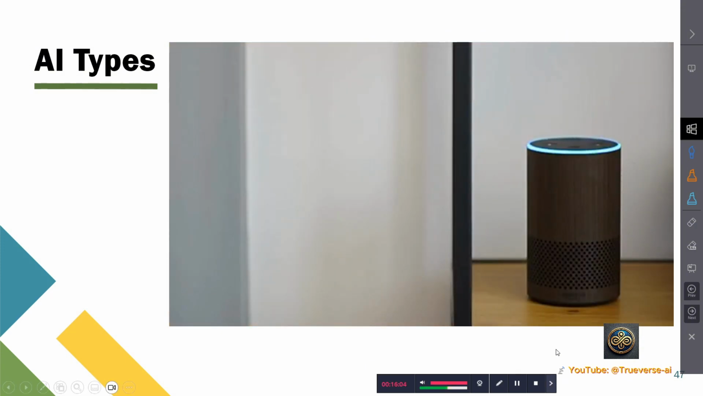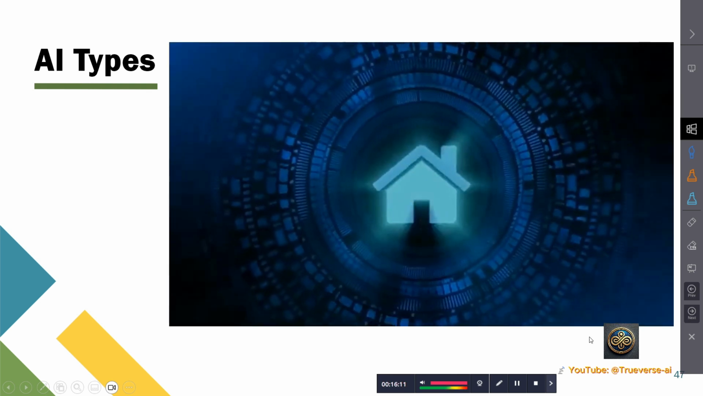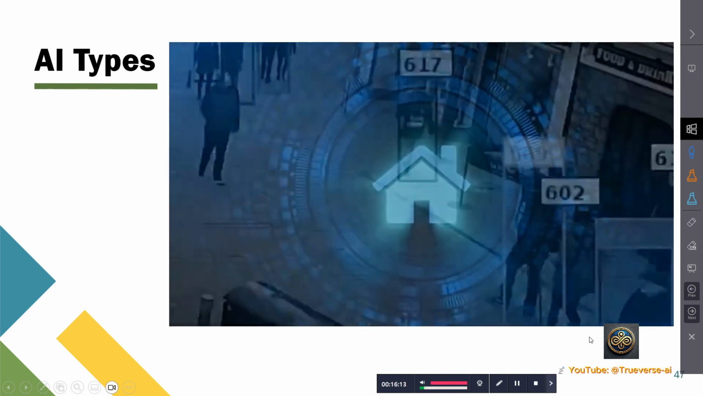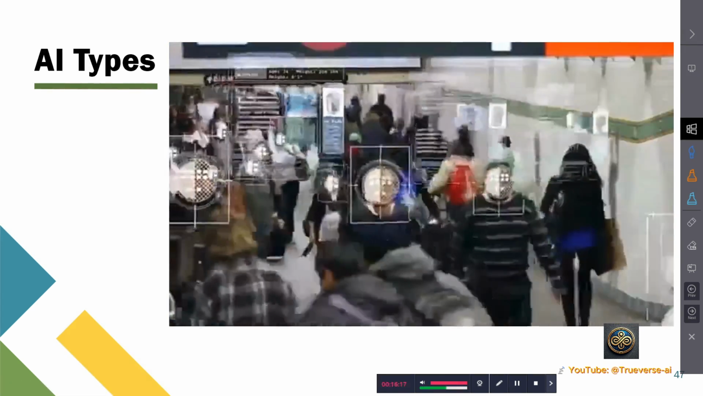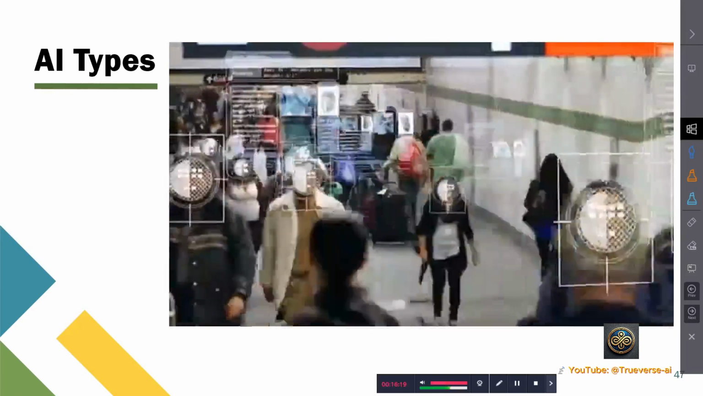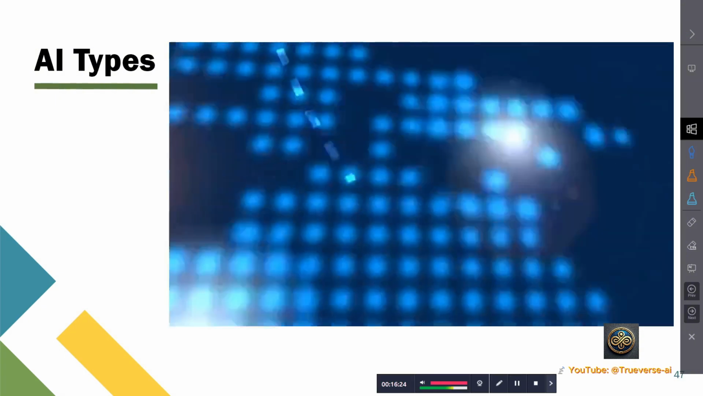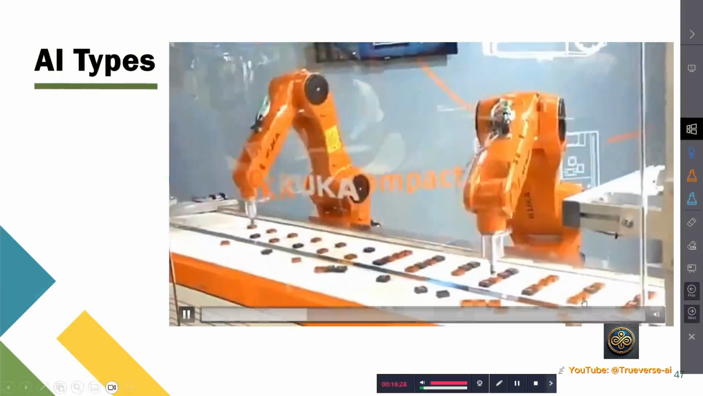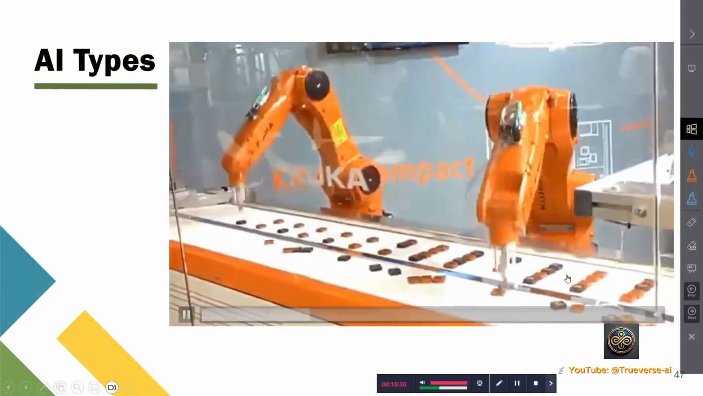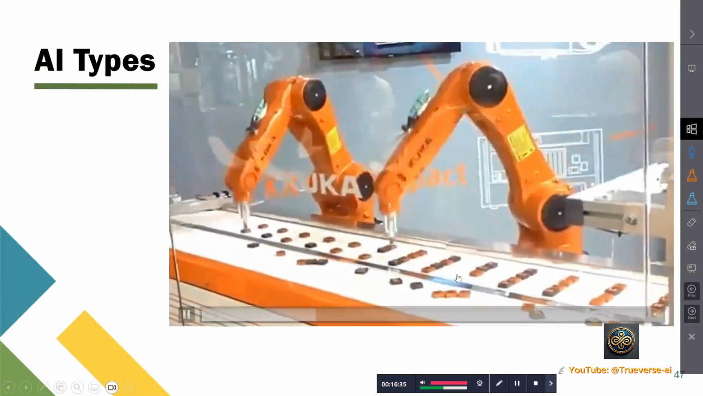Examples of ANI include virtual assistants like Siri or Alexa. These systems can answer questions, play music, and control smart devices in your home. ANI is also used in image recognition systems, which can identify objects, people, and animals in photos. Another example of ANI is spam filters, which use machine learning algorithms to identify and filter out unwanted emails. ANI is used in manufacturing, where robots are programmed to perform specific tasks such as welding, painting, and assembling products.